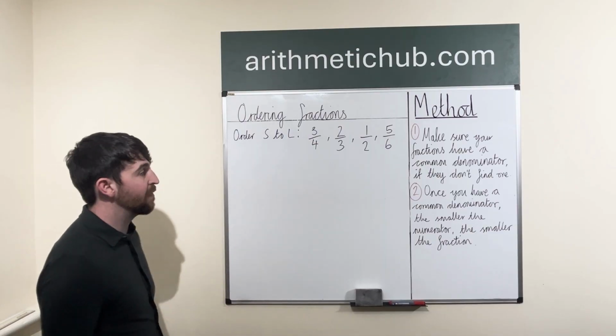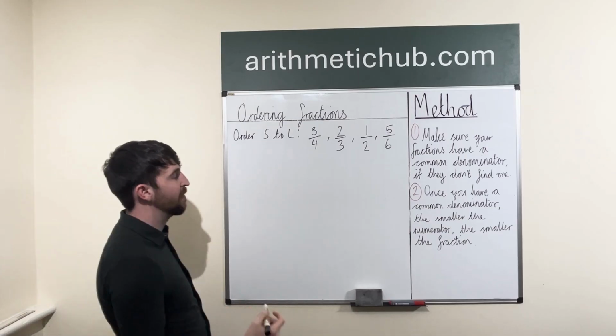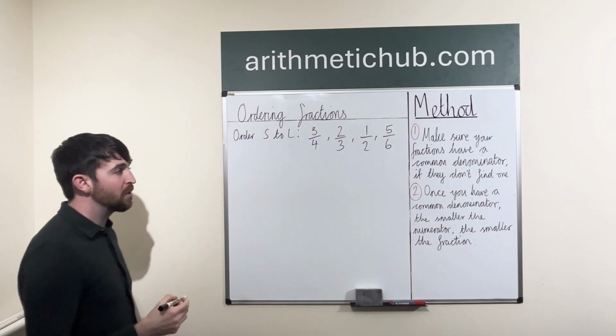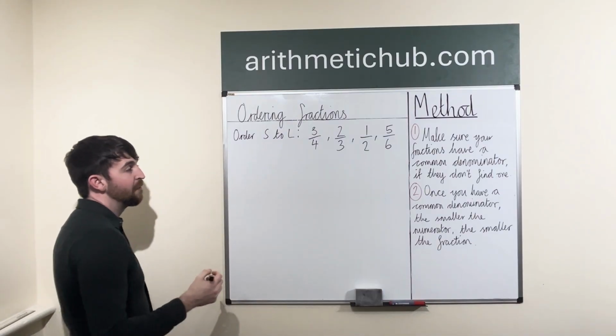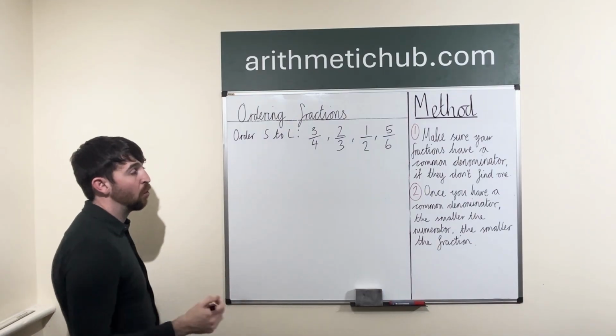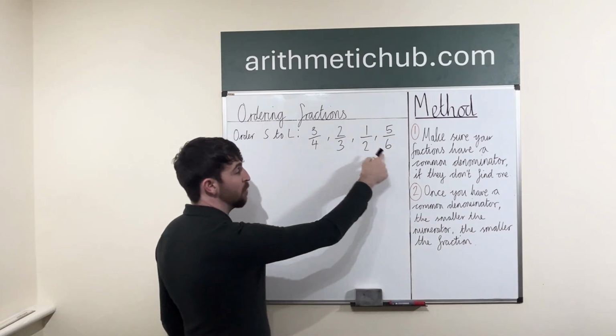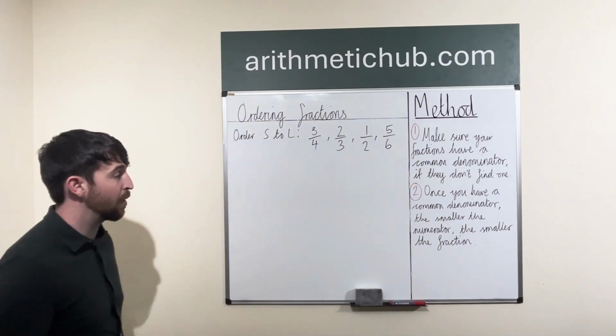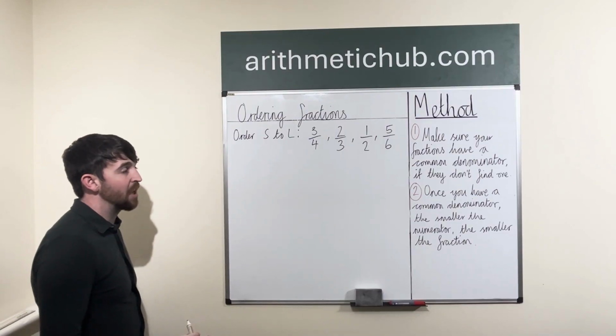They become very inefficient. So what we have to do is think of an efficient method. My most efficient method for this is finding a number that has all of these, 4, 3, 2 and 6 as factors of it. Okay, so I need to know my times tables really well.